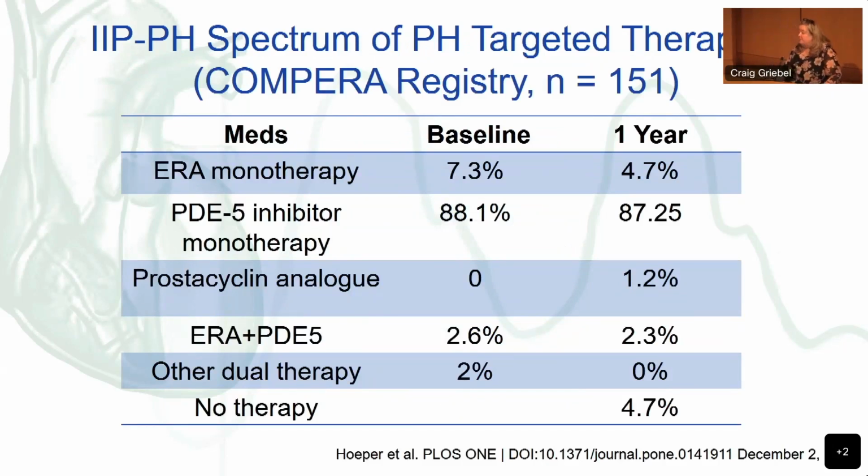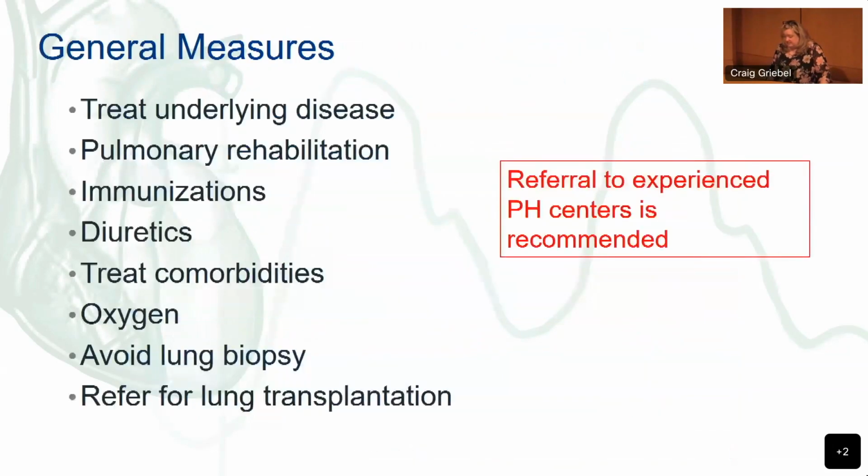This is data from the COMPERA registry that looks at what they are doing over there in Europe, those crazy Europeans. They're kind of doing some of everything. It looks like they tend to lean on PDE5s. There's a few patients that may have been on an ERA or a prostacyclin or some combination therapy, and sometimes there's a decision not to treat these patients.